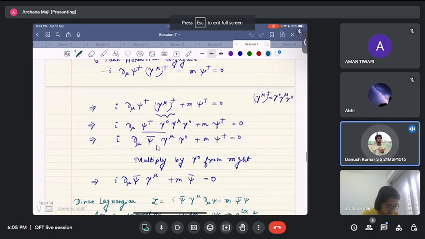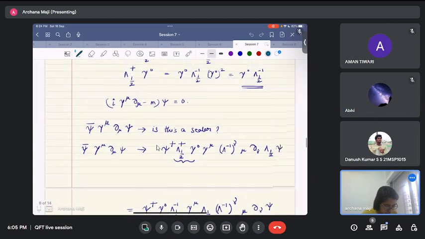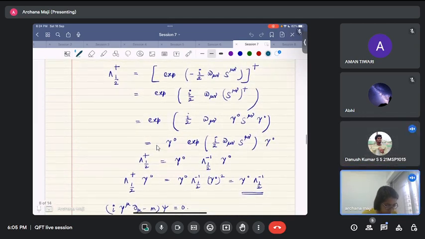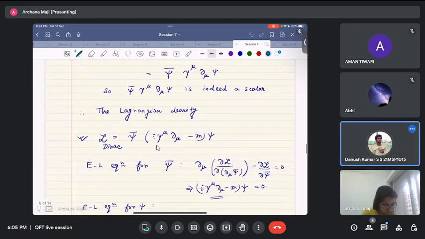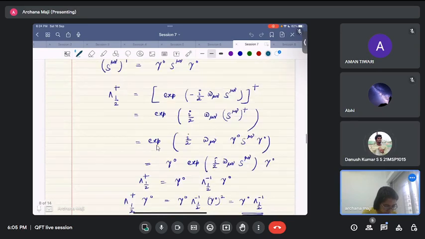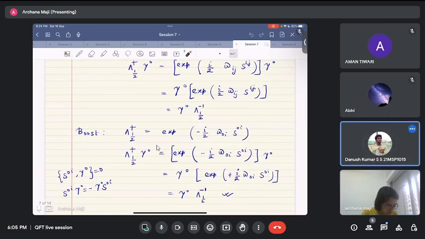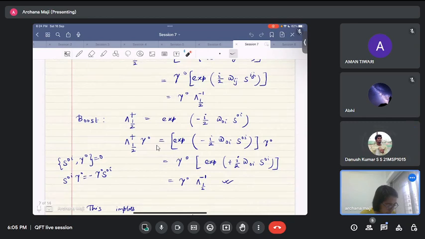Actually, because it's an exponential function, right? Just a moment, let me get to that point here. Here only. Okay, so the point is that in the exponent we have this matrix. How am I taking this gamma 0 to this side? Exactly, that's the doubt. Okay, let me elaborate this point.